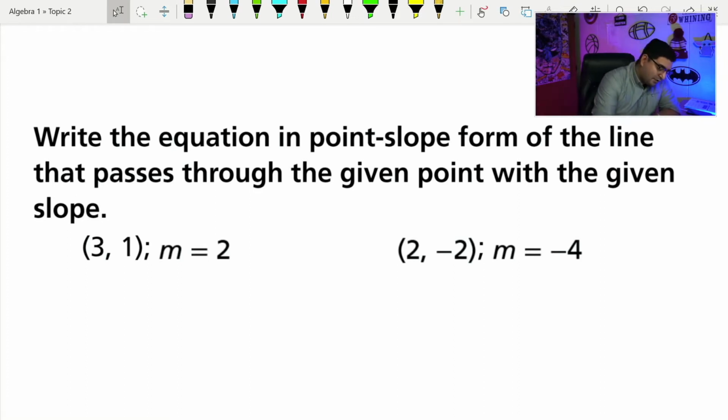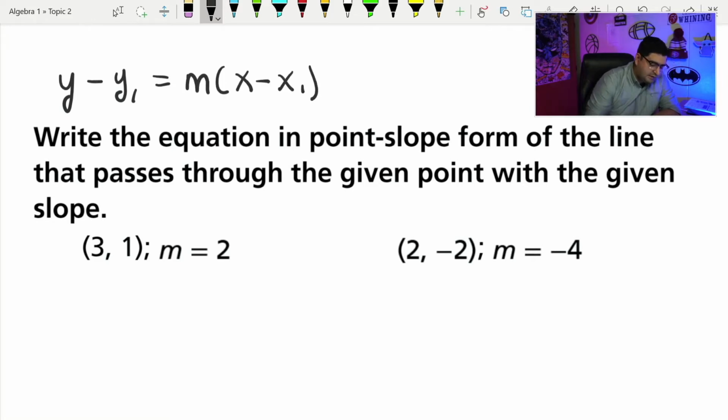So again, right above here, I'm just going to rewrite the equation. y minus y1 equals m times x minus x1. And let's go ahead and practice plugging values into this form. So we must understand that our points are written x, comma, y. Okay, every point is written x, comma, y.